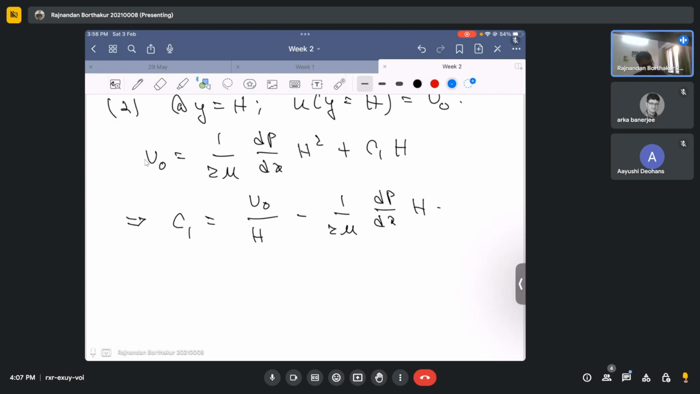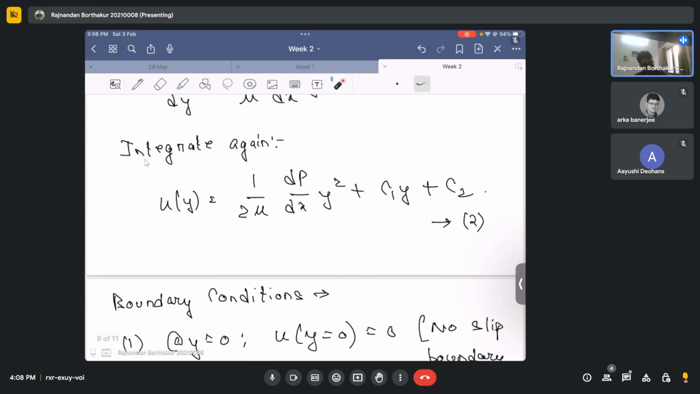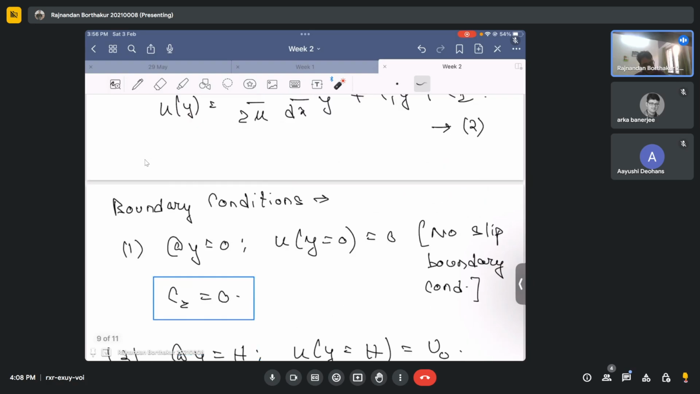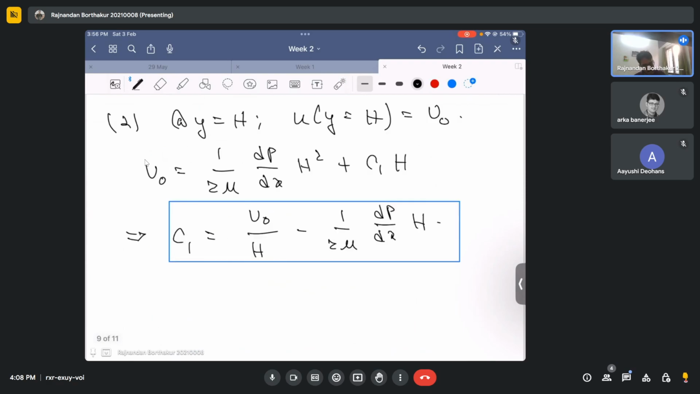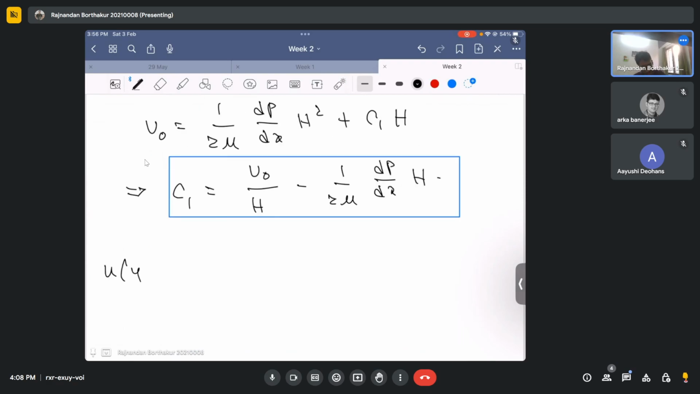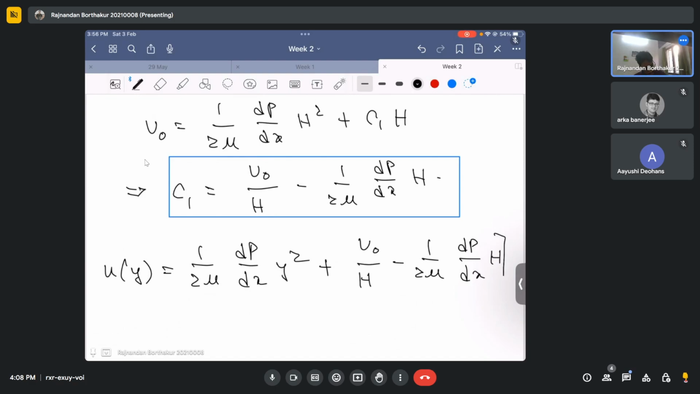Since we know C1, all you need to do is substitute the values of C1 and C2 into equation 1. C1 is this, C2 is basically 0. So what we will get is u as a function of y will basically be 1 upon 2 mu dp dx times y squared plus c1, where c1 is u naught by h minus 1 by 2 mu dp dx times h.